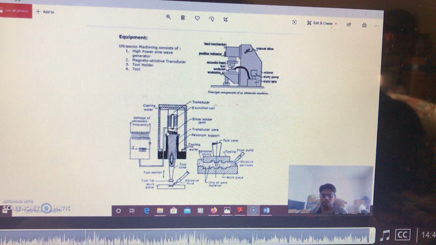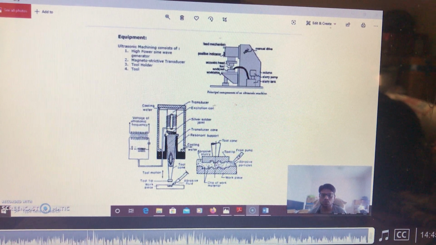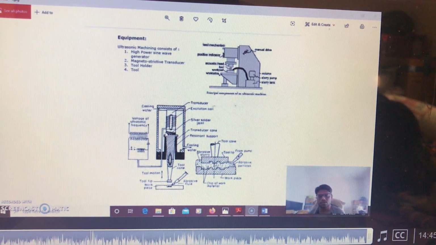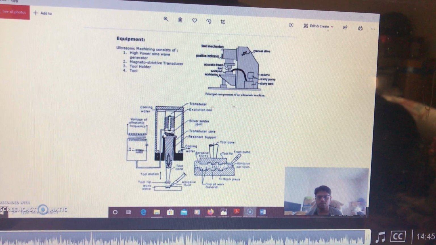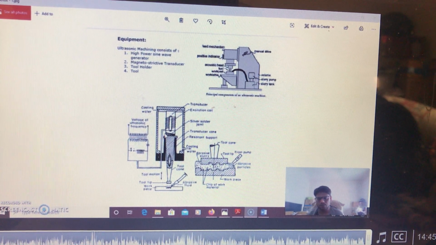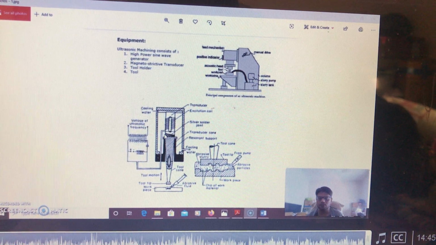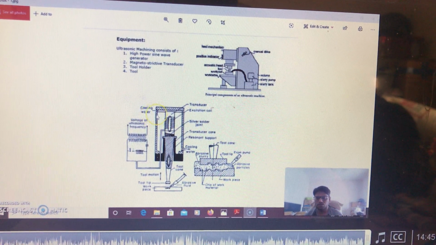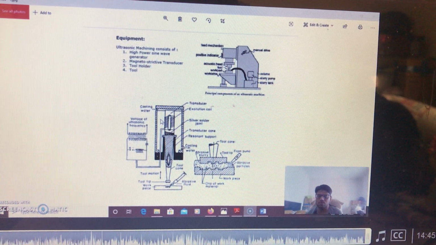Now you can visualize the process. Here we are supplying the voltage to the transducer, and we have the excitation coil. The excitation coil will generate the frequency, and the same frequency is transferred to the tool. The tool will vibrate at a very high frequency with low amplitude. The second question is why we are using the cooling water. Cooling water is basically used to cool the tool and hold the system.